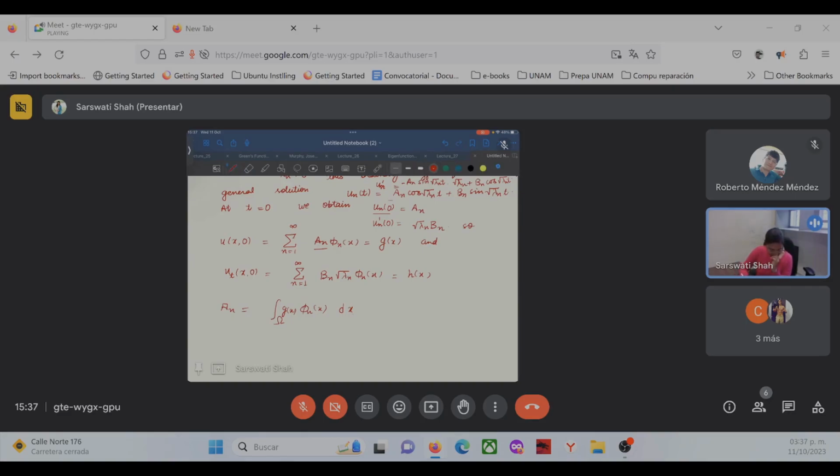Suppose it is a small n and b_n, suppose it is small b_n, then it is going to be the integral over omega of h(x) phi_n(x) dx. So small b_n will be.